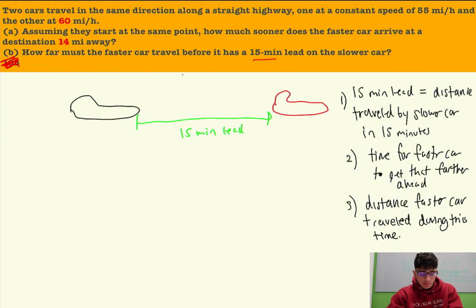So this is, I would say, one of the more confusing parts because it's kind of an intuitive question. It's asking how far must the faster car travel before it has a 15-minute lead on the slower car. And so let's just write down what we have, right? 60 miles per hour, we can just put mph. And he's going 55 miles per hour.